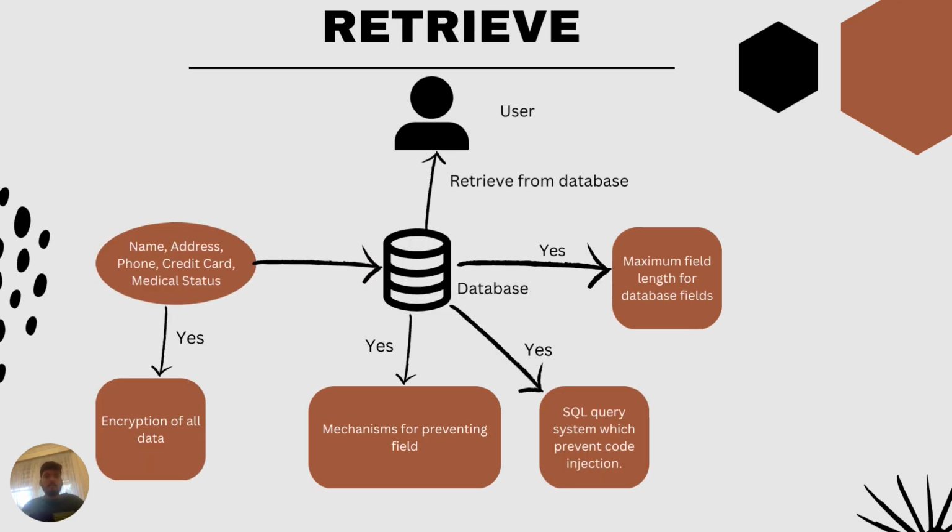So in the retrieve model, the user requests data from the database, like name, address, phone, credit card, and medical status, and those have been encrypted. Those data have been encrypted, and all the security measures have been set. And on user request, it checks for the user rights and user group, and then it provides the data to the user.